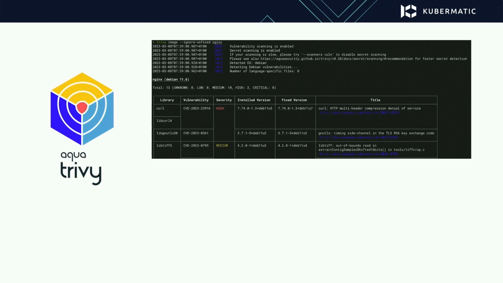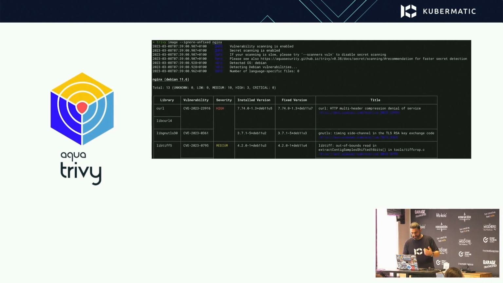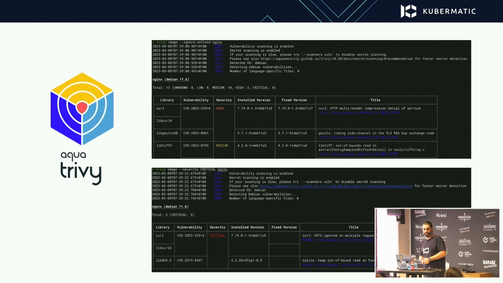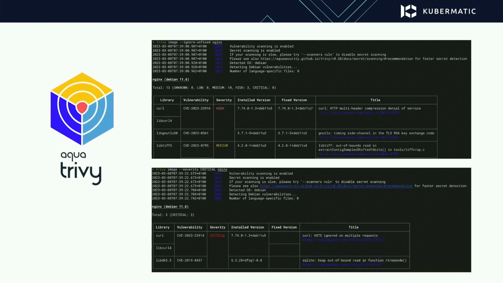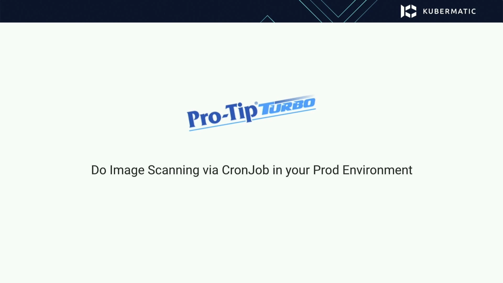So you can ignore the unfixed ones. If it's unfixed, you can't do anything, but of course, you need to take this risk. Or you can just say, okay, only report me the critical severity issues, etc. There are some other tools. Trivy is not the only one, but it doesn't matter. I mean, you should do it. It could be any tool. It's good to do it on your CI/CD pipeline, and it's even better if you do it on your production environment.